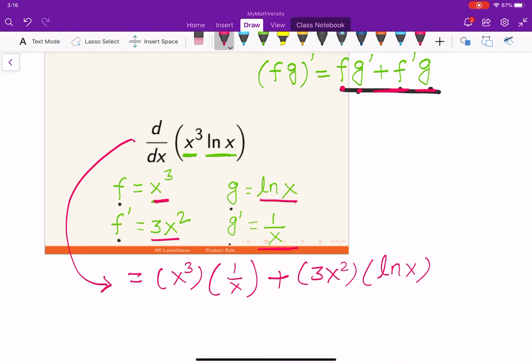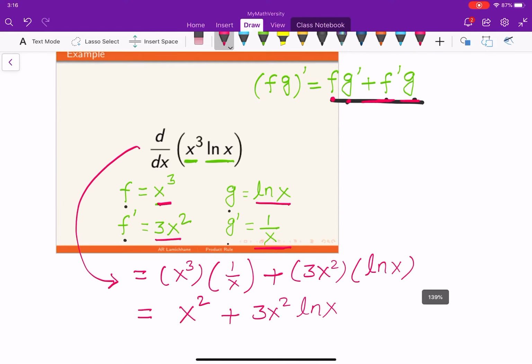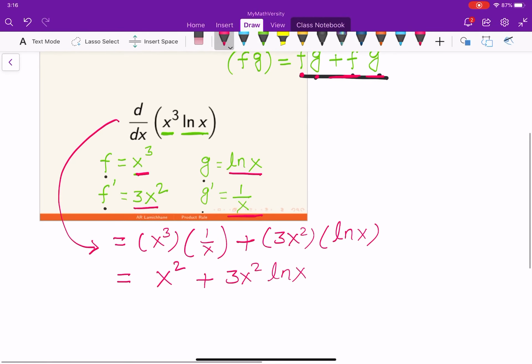So done. This is the derivative of x cubed times ln of x. If you want to simplify, what is the first term? x cubed times 1 over x: we see x is a common factor, which we can cancel out, or by using the exponent law, this is just x squared, right? And then plus 3x squared times ln of x. We are done with the derivative, but if you want, you can also take x squared out as a common factor, so the derivative can also be written in this alternative form.